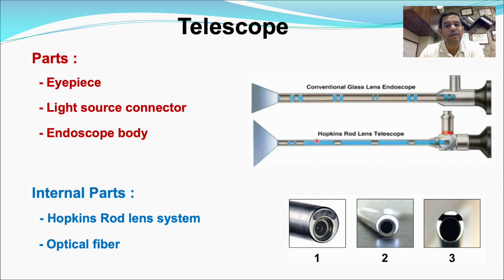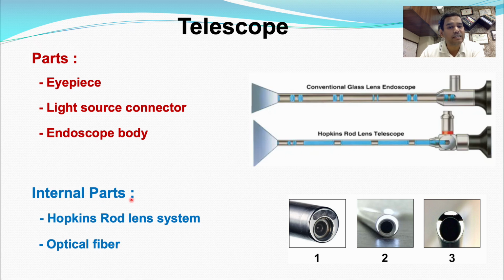But after the invention of Hopkins rod lens system, this system was replaced by rod lenses with minimal spaces in between, and even these spaces had a vacuum created. So the image was made clearer and there was minimal diffraction of the images.